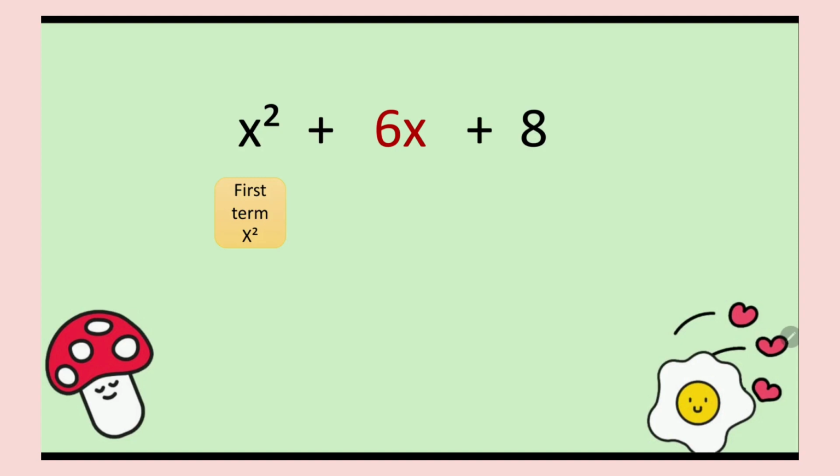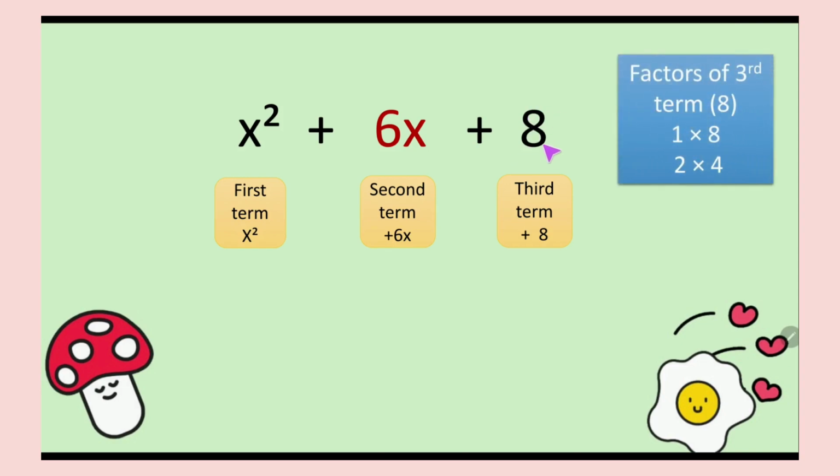There are three terms in this expression, the first term, the second and the third one, and the most prominent one I would say is the third one, because the first step that you are going to do is to find the factors of the third term. Here we have 8, so 1 times 8 is 8 and 2 times 4 is 8. So these are the factors. So the first step is to find the factors of the third term.